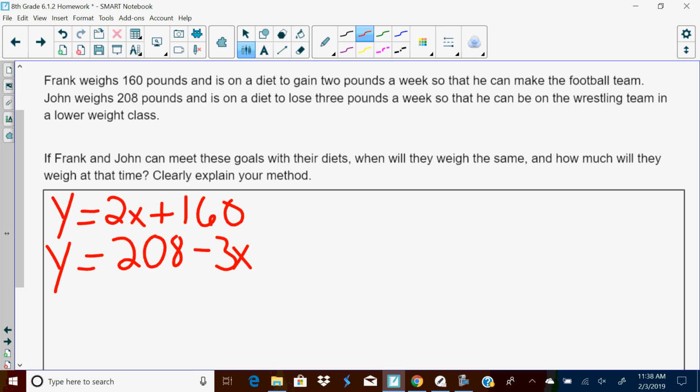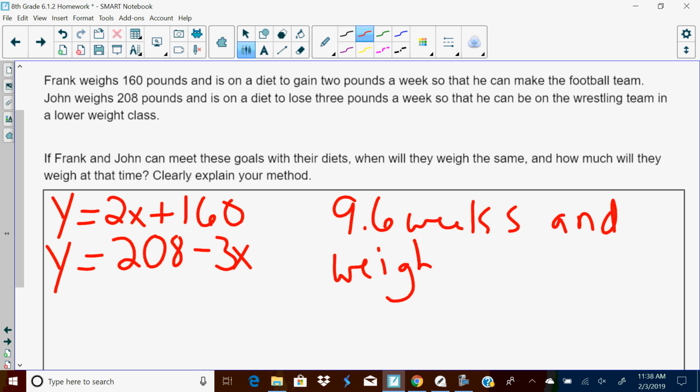So another way would be to graph them in Desmos and see where they meet. And it turns out that they meet at 9.6 weeks and weigh 179.2. Another way I saw several students do it is they set each equation equal together and then solved, and that would have given you the same result.